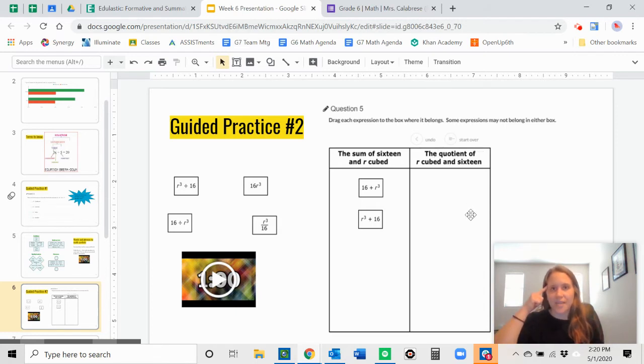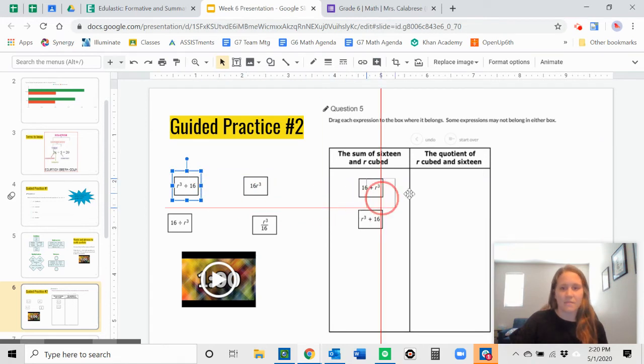What operation are you thinking of when you think of quotient? Yes, division. So is division commutative? Can I change the order of division and still have the same answer? Yes or no? Think about, is 10 divided by 5 the same thing as 5 divided by 10? No, division is not commutative, so I do need to pick in the order that is listed in the question. So the quotient of r cubed and 16 means that r cubed needs to come first.